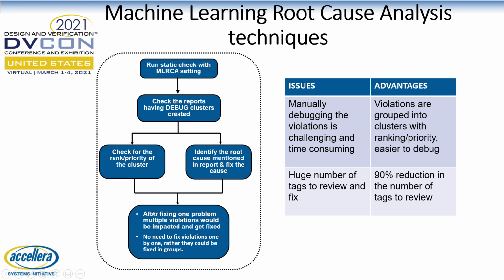So when we fixed one cluster, it had an impact on multiple violations. Fixing just one cluster resulted in many violations being reduced, and there was no need to fix the violations one by one; they can be fixed in groups because those clusters were based on the respective root cause. So eventually, it reduced a huge number of tags to review and fix. In numbers, there was a 90% reduction in the number of tags to review. We just reviewed the clusters created at the SoC level, and basically we can say it was a great and efficient way of debugging the violation reports.